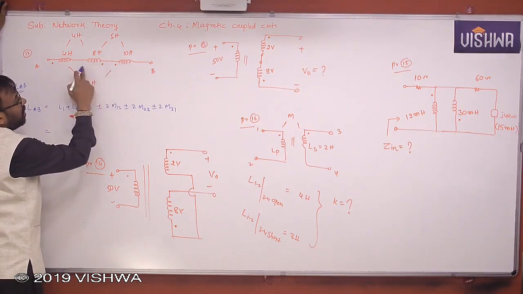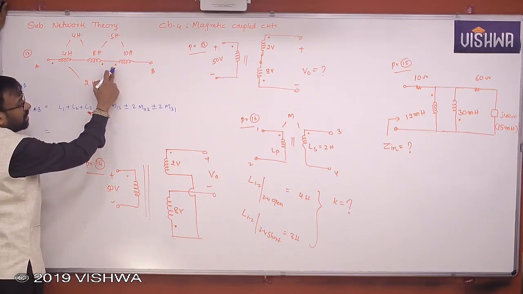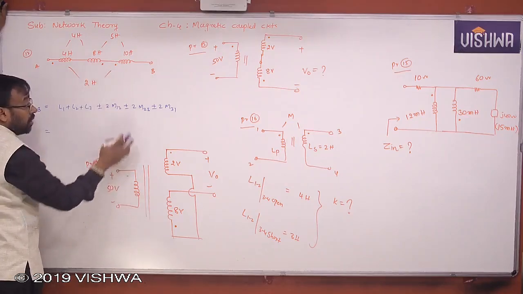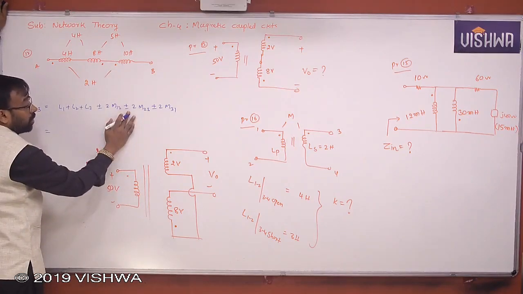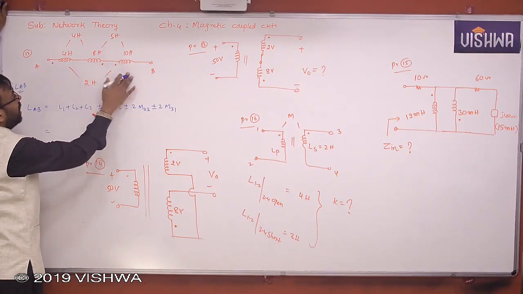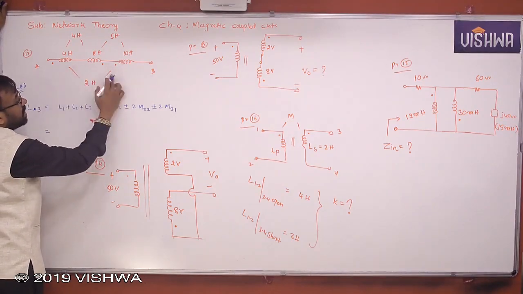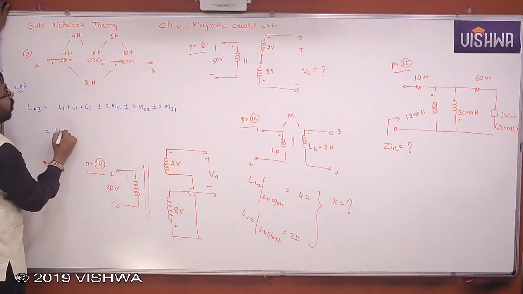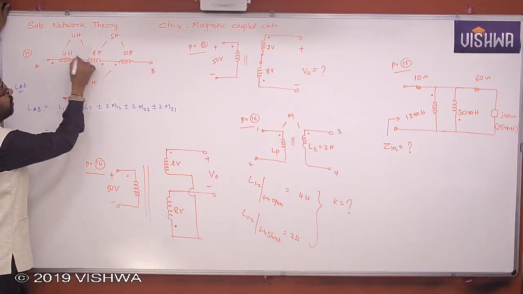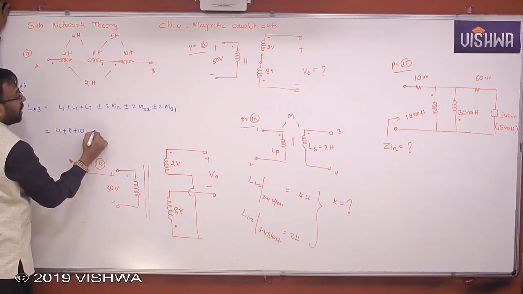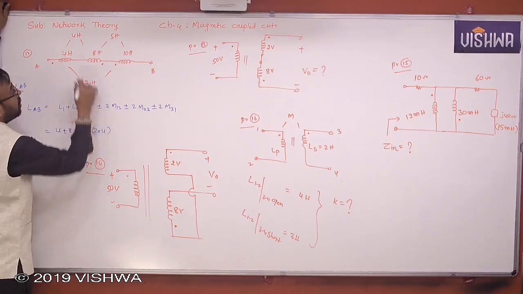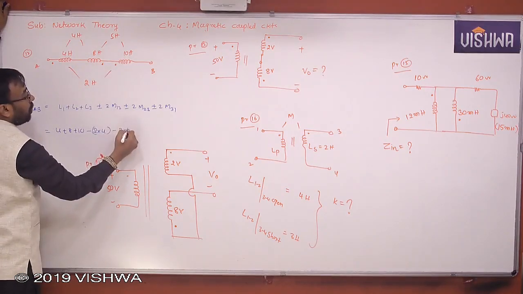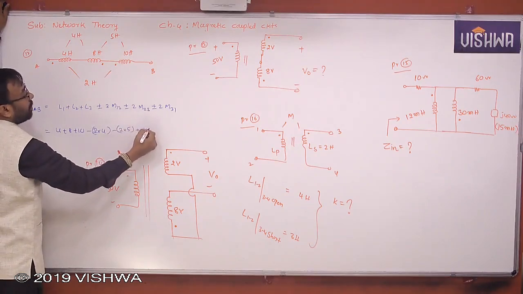For 2 and 3, at 3 it is entering, at 2 it is leaving. Therefore opposing again, minus 2 M23. But in 1 and 3, current is entering and current is entering. That means flux aiding case. Plus. That's it, simple. So 4 plus 8 plus 10, these are the individual values. Now minus 2 times 4 between these two, minus 2 times M23 into 5, plus 2 times 2.